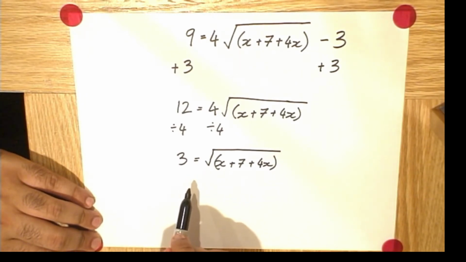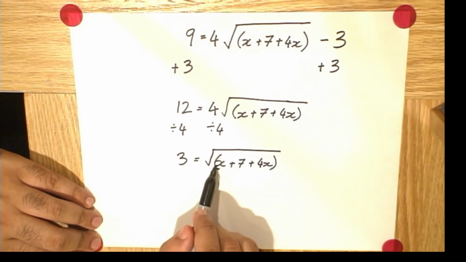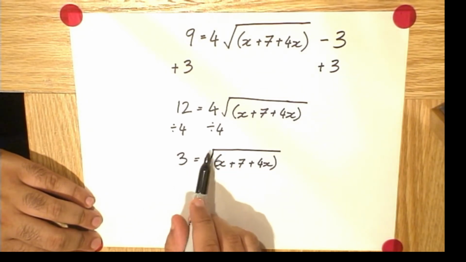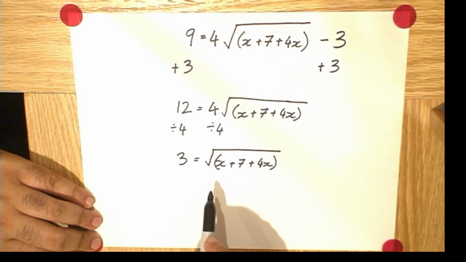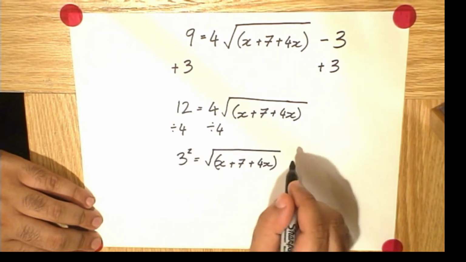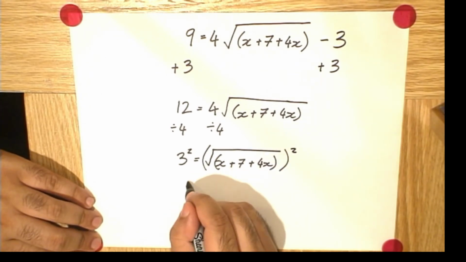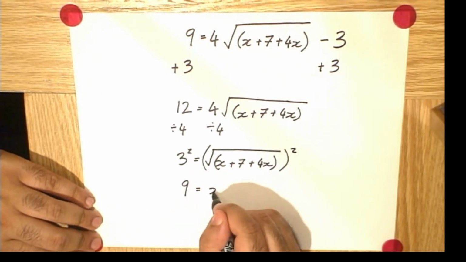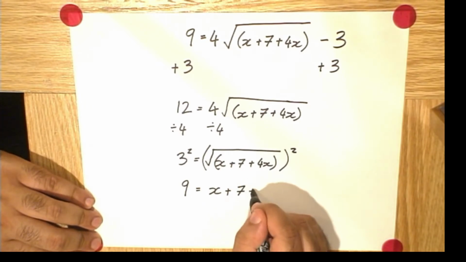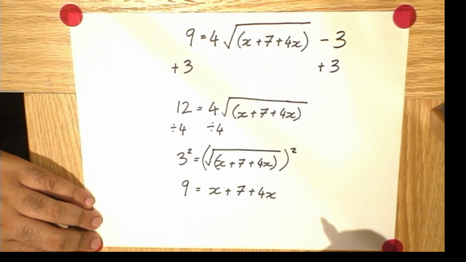Step 3 is to undo all exponents and roots. This expression over here is under a square root sign, so to undo the square root, I have to square both sides. That gives me 9 is equal to x plus 7 plus 4x.